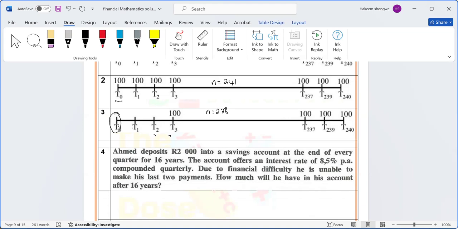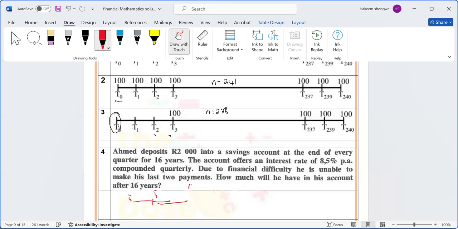Ahmed deposits 2,000 into a savings account at the end of every quarter for 16 years. The account offers an interest of 8% per annum compounded quarterly. Due to financial difficulties, he's unable to make his last 2 payments. So basically, let's check here. Do we have an immediate payment? That's the first question that we should ask. No. Based on what we just read, it seems as if we don't have an immediate payment. So we do have T0, nothing, but we do have T1.